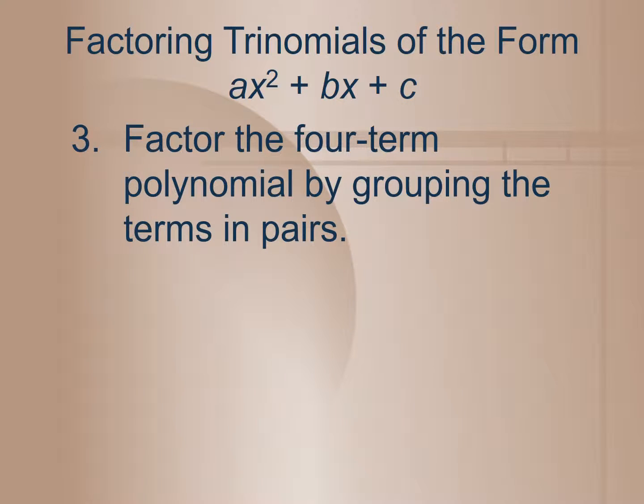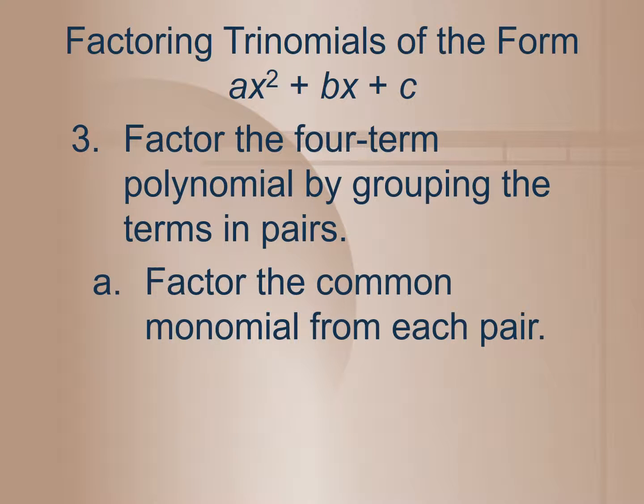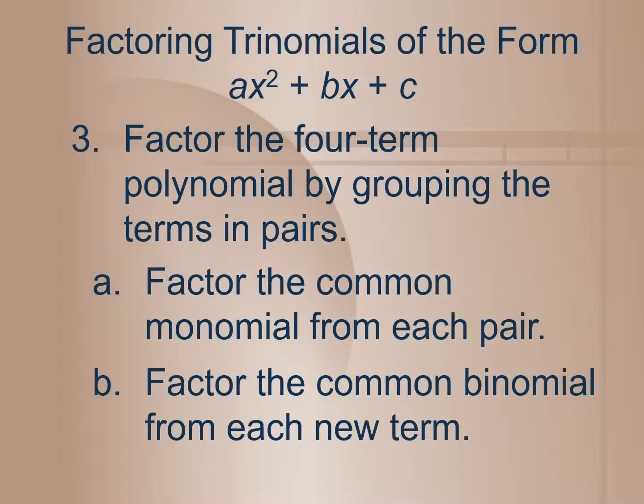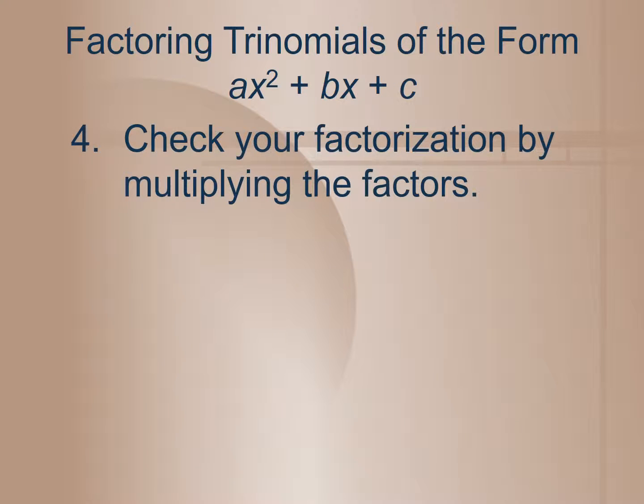Then once you do that, you factor the 4-term polynomial by grouping them in pairs. So you make 2 groups, and then you factor out the common monomial from each pair. And then you're going to be left with a common binomial that you can factor out and create a new term. Once you are finished, you can check your answer by multiplying those factors, and you should end up with the problem that you started with.